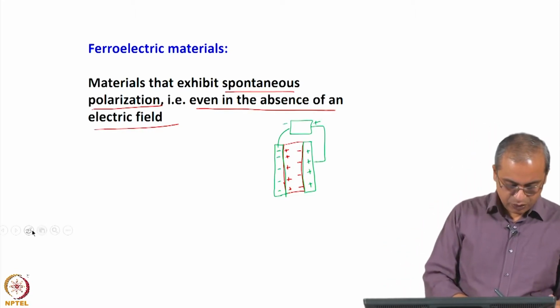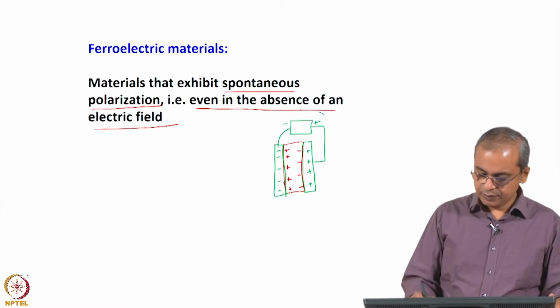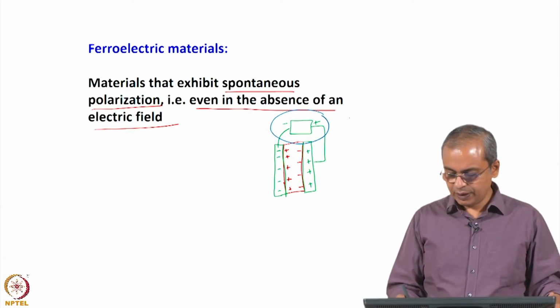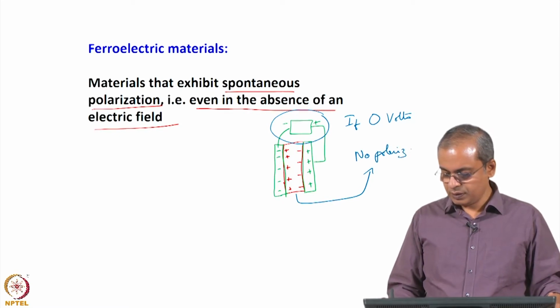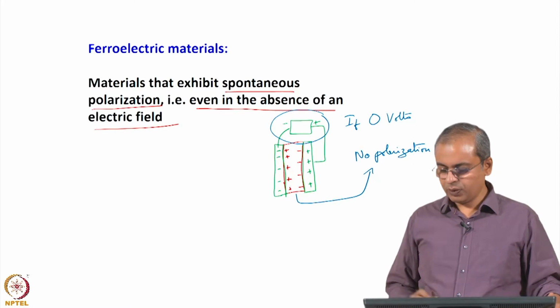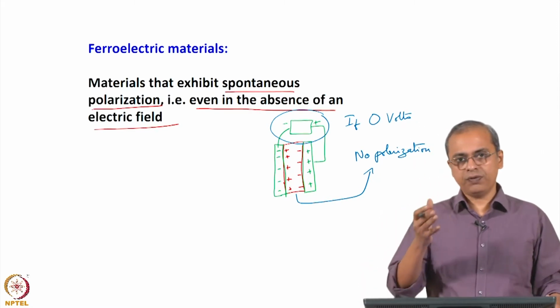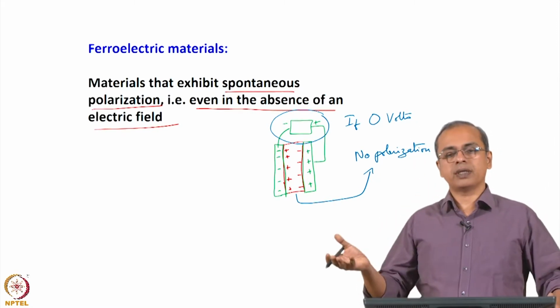So, now when what you are applying drops to 0, if it is 0 volts, then you do not see any polarization. Okay. So, for most materials this is the case, if you put 0 volts you will see no polarization.